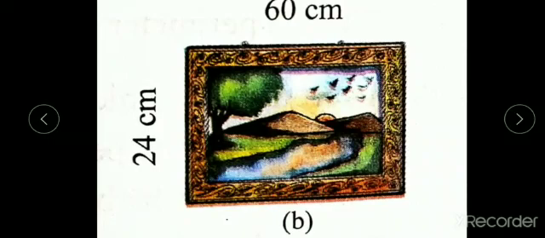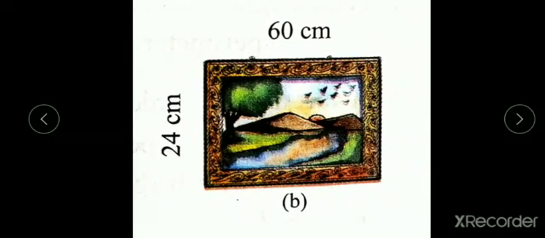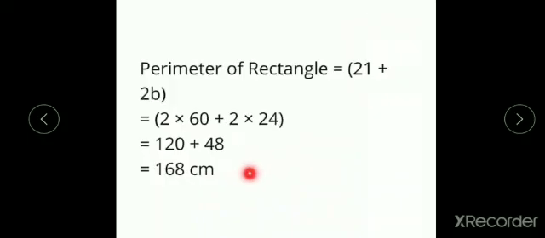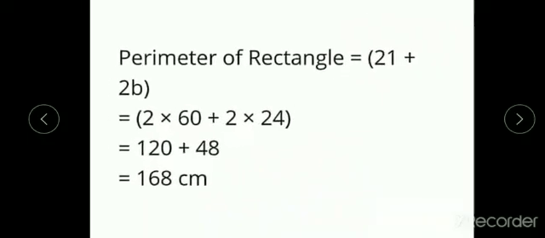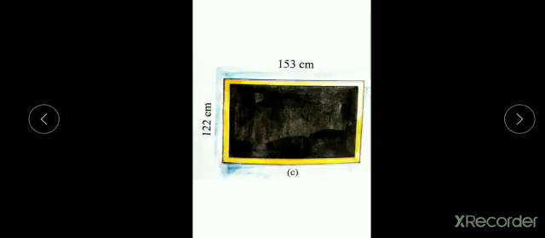Here you are seeing a painting. The length of the painting is 60 centimeter and breadth of the painting is 24 centimeter. Now we have to calculate the perimeter. That is, the perimeter of the rectangle is 2L plus 2B, that is 2 into 60 plus 2 into 24. 2 into 60 is 120, 2 into 24 is 48, 120 plus 48 is equal to 168 centimeters. So the perimeter is 168 centimeters.